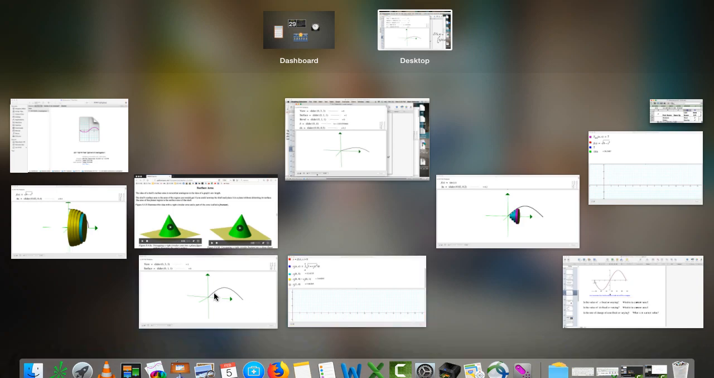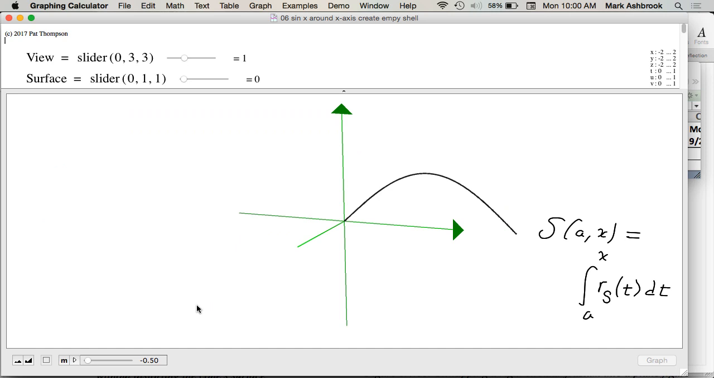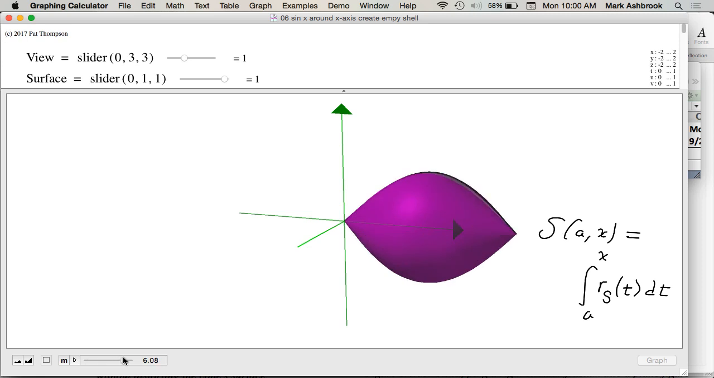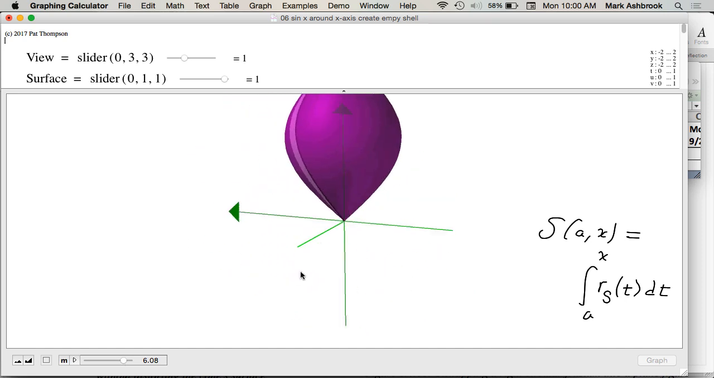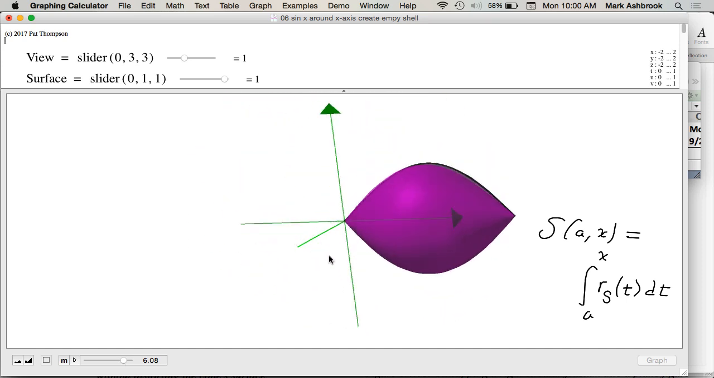Which one do I want first? I think I want this one. Okay, so let's look at this example. This is our rotating sine x from 0 to pi around the x-axis. We've seen this before. And when we rotate that thing, we make the shell that looks like this, right? I didn't want that. Wrong axis. Hold on. Here we go. I want to rotate around the x-axis. There we go. All right.